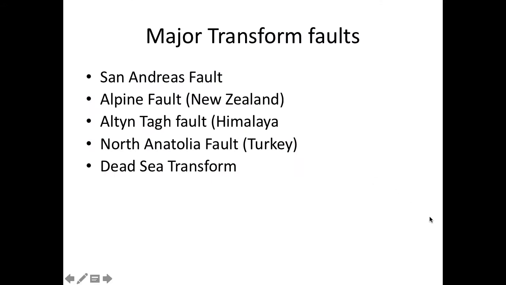So there's many famous transform faults. San Andreas Fault is one, probably the most famous. Alpine Fault in New Zealand, Altyn Tagh Fault in the Himalayas, North Anatolian Fault in Turkey, and the Dead Sea Transform. And we'll look at examples. We'll look at some images and discuss these next.